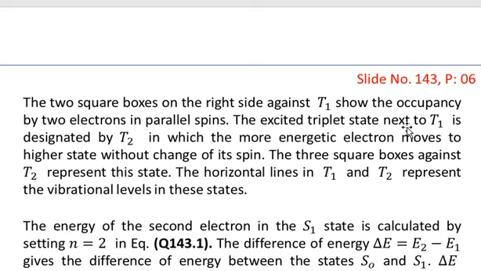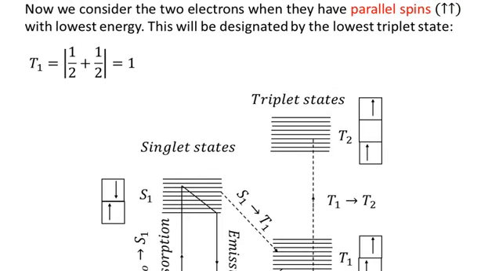The excited triplet state next to T1 is designated by T2, in which the more energetic electron moves to the higher state without change of its spin. The three boxes against T2 represent this state. The horizontal lines in T1 and T2 again represent the vibrational levels in these states, and between these states there are many rotational levels. So here you can see that again in the second triplet state, we have this electron with the same energy as that of the electron in the triplet state 1, but the other electron has further moved to the higher energy state.